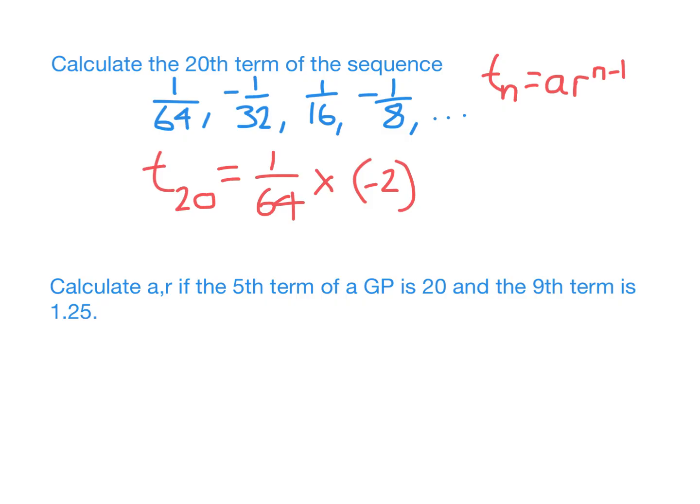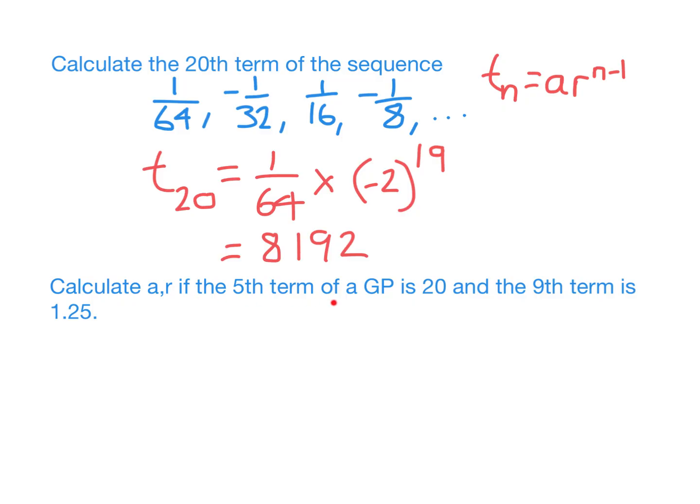So R to the power of n minus 1 is 19. Now just make sure if you're substituting a negative into this formula, make sure you use brackets. So we can put that straight in our calculator as long as we have the brackets here, and we get 8,192. That will be the value of the 20th term. All right, let's try this one here.